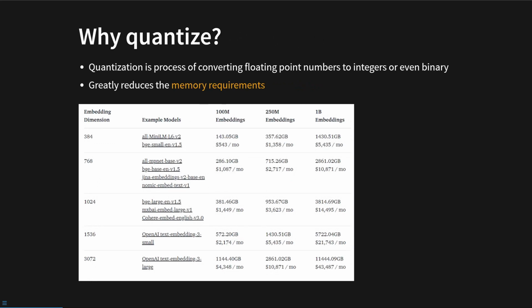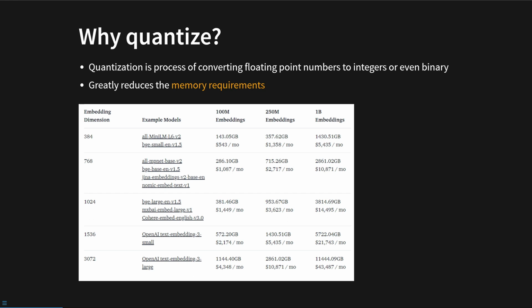So let's start with why we want to quantize. Basically, quantization is a process of converting your floating point numbers into integers or even binary. So you are going from higher precision to lower precision. And this will naturally reduce the memory requirements.